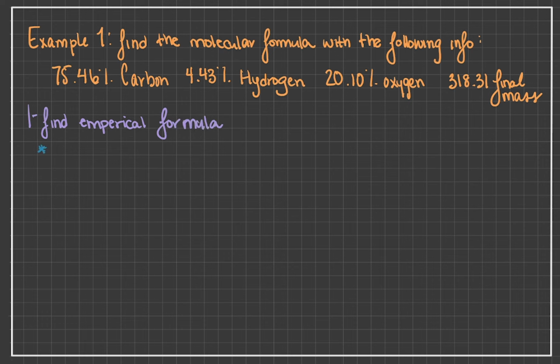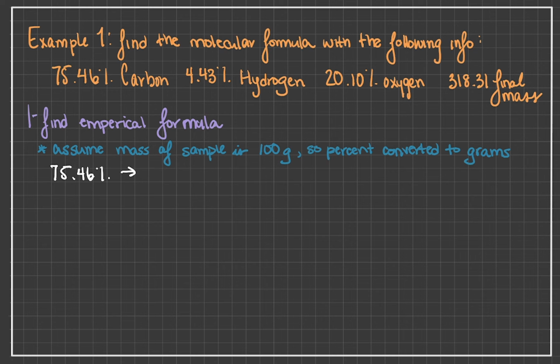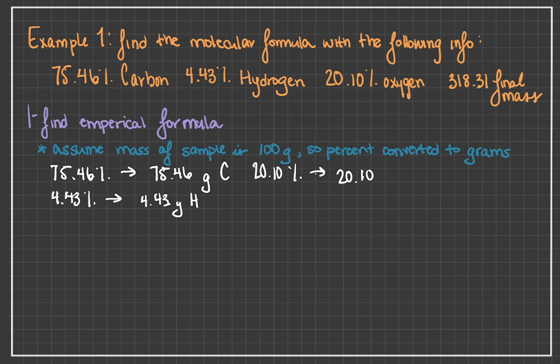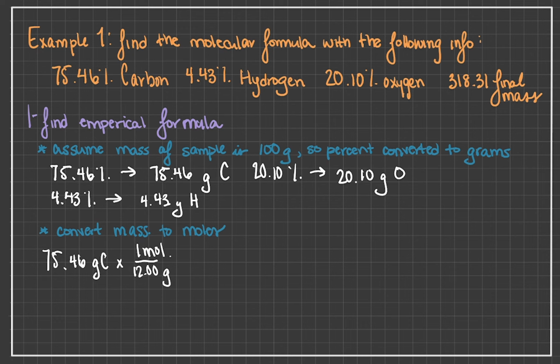So the first step that we should be doing is finding the empirical formula. We are allowed to assume that the sample that was collected is 100 grams, because this makes it a lot easier for us to turn the percentages into grams. So this means that we can assume 75.46% of carbon just equals 75.46 grams of carbon. We then use the molar mass to find the amount of moles there are. So you divide the amount of grams that you have, the 75.46, by 12.00 grams, which is the molar mass, and you get the amount of moles that you have.